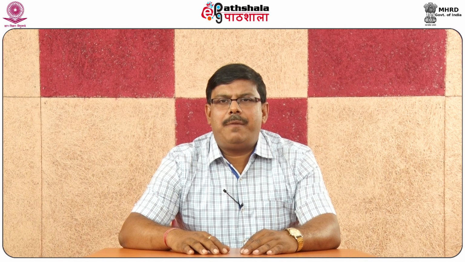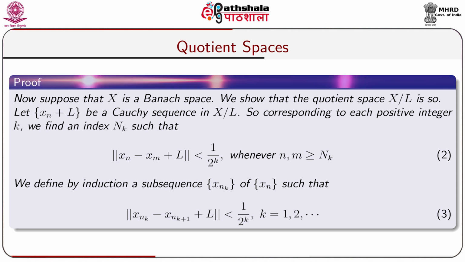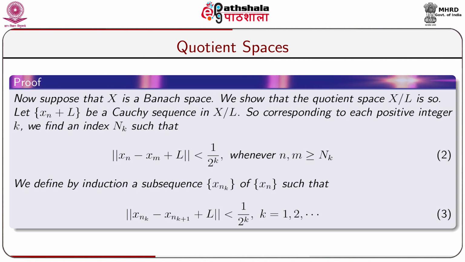Up to this point we have become acquainted with the factor space or quotient space. We have also learned some algebraic operations on quotient spaces, and we have shown that a factor space is a normed linear space. Now we shall show that the quotient space X by L will be a Banach space, that means it is a complete normed linear space.